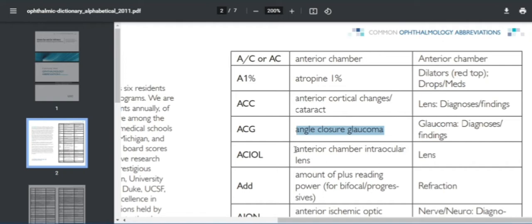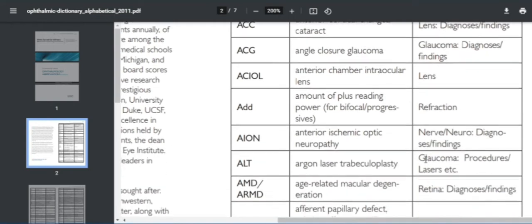Now ACIOL, that means anterior chamber intraocular lens. So this is the artificial lens that is put. Another is ADD, that is amount of plus for reading power. It is mainly done in presbyopic people where you need to put some addition power. And another is AION, anterior ischemic optic neuropathy. That is an optic nerve or optic disc pathology.